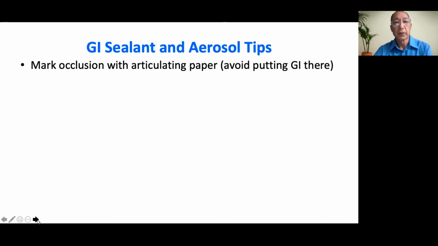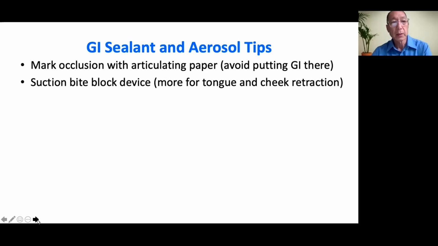Okay, what did we learn about sealants in the age of COVID, where we don't want to have a lot of aerosol? Well, over the years, if you just mark the occlusion with articulating paper and avoid putting any glass ionomer there, you won't have to adjust the occlusion afterwards. Make sure you mark the occlusion in all excursions. I like to recommend a suction bite block device because it retracts the cheek and the tongue.